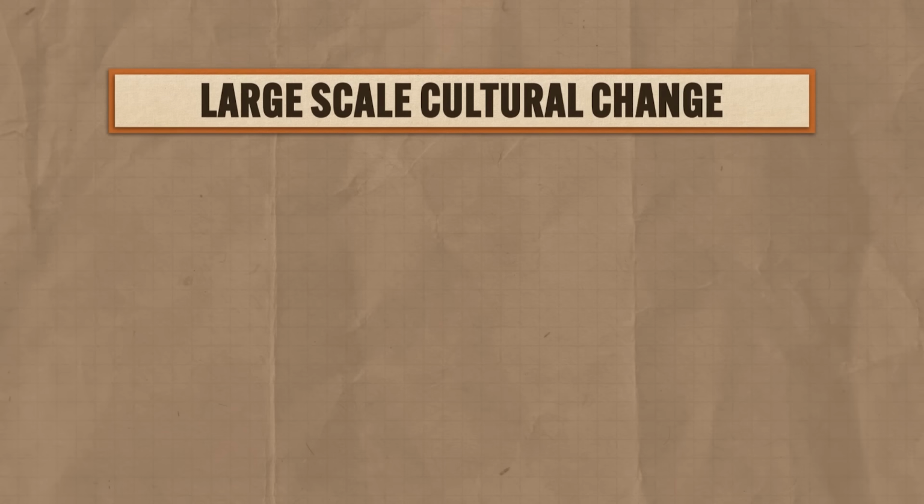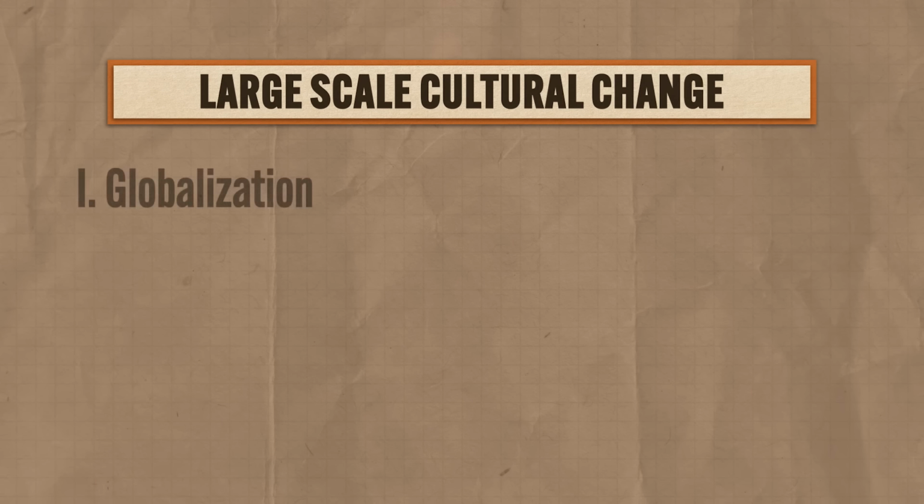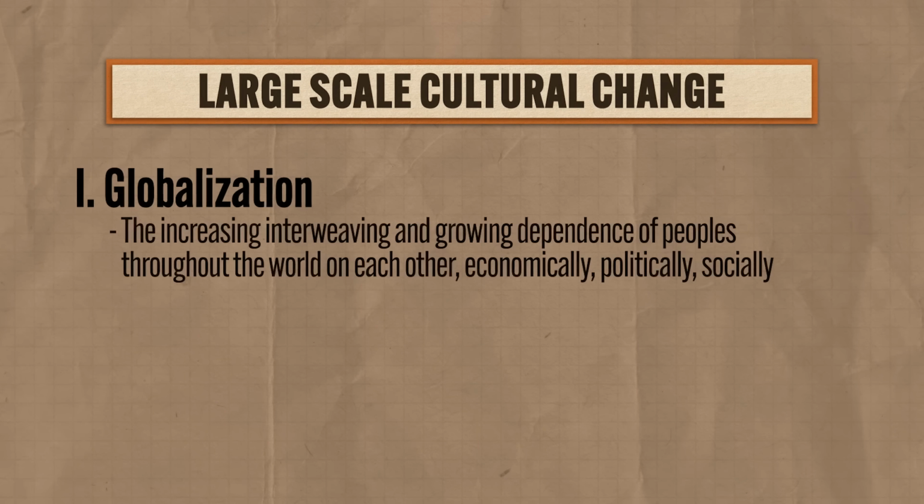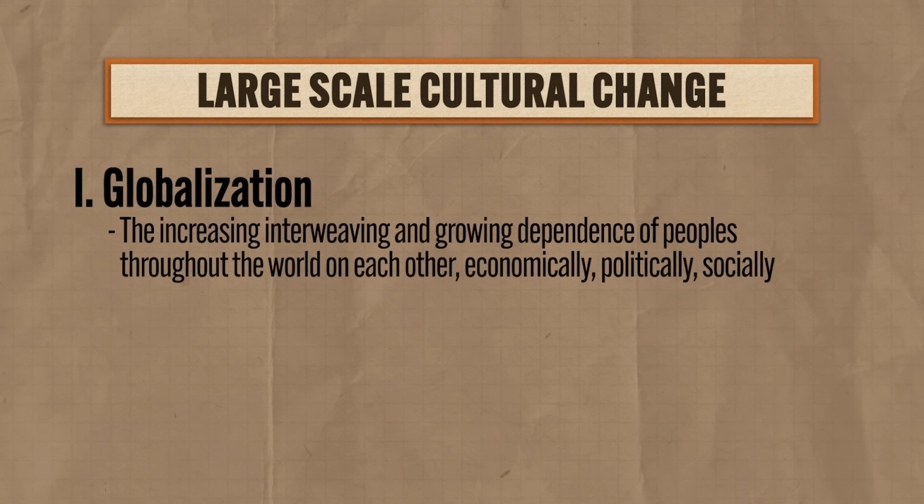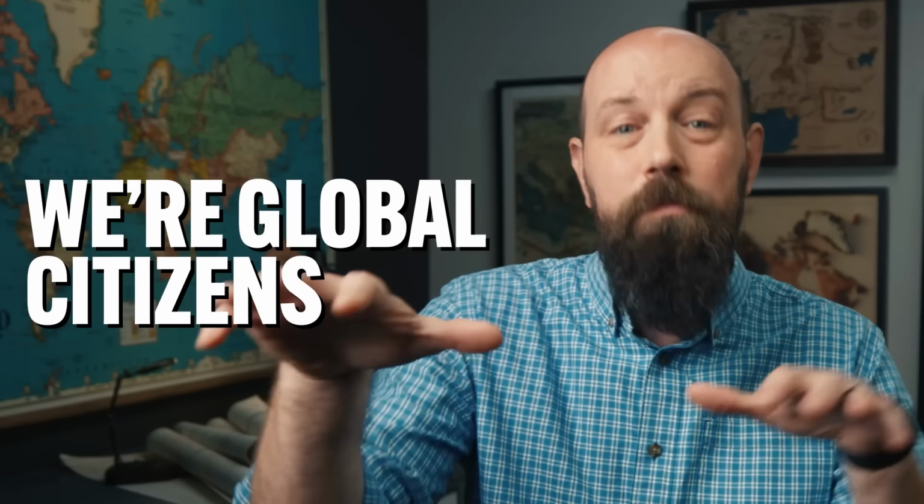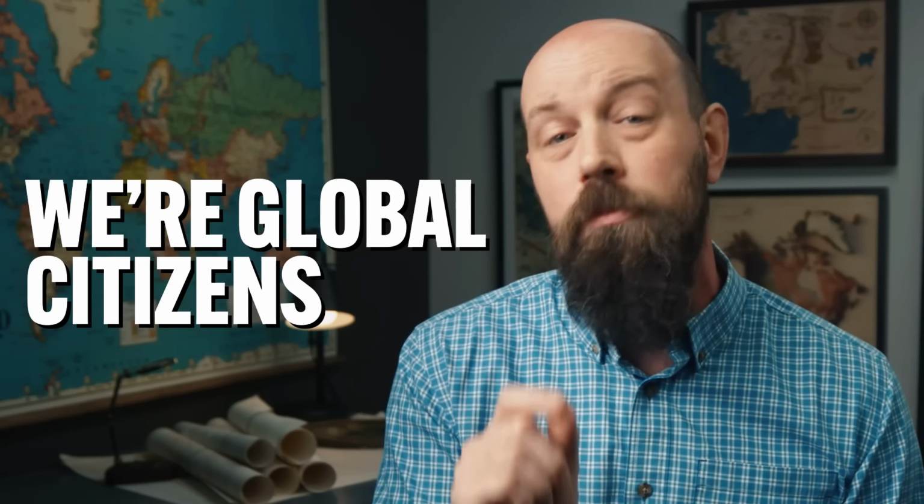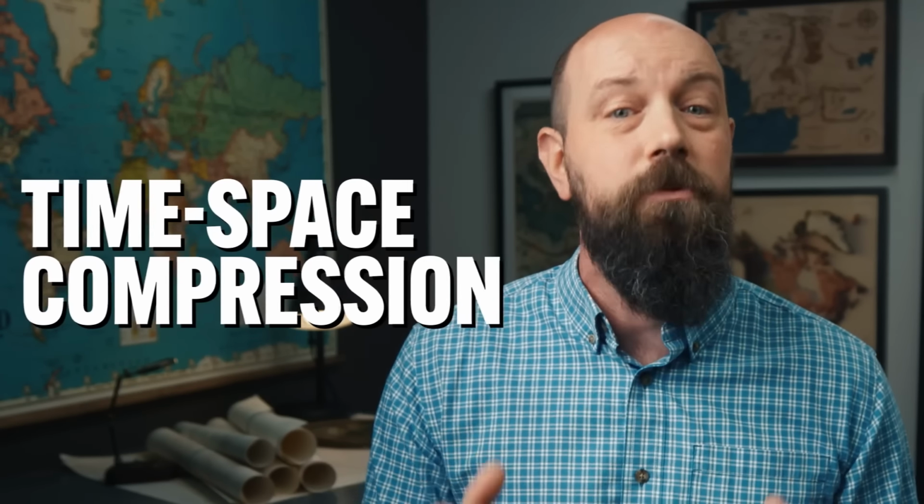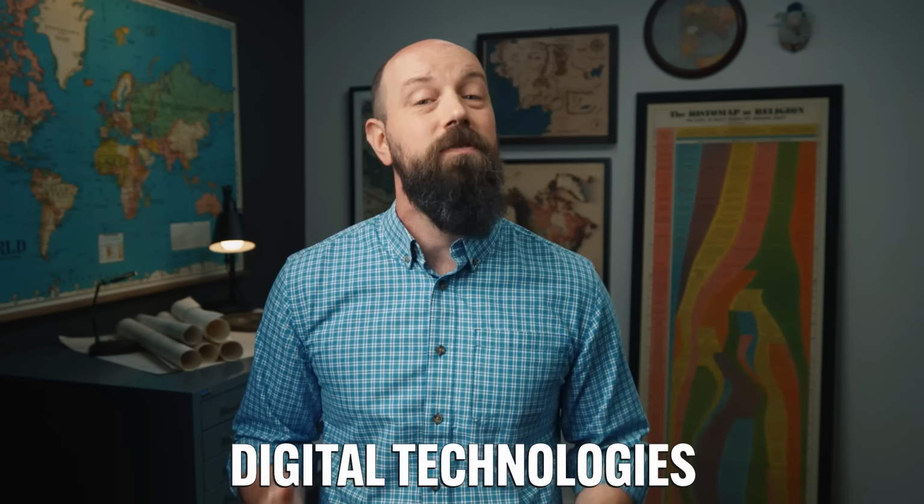The first process leading to cultural interaction and change is globalization, which is the increasing interweaving and growing dependence of peoples throughout the world on each other, economically, politically, and socially. In other words, because of the process of globalization, we're no longer just citizens of one country or one region. We are global citizens connected to many other places and peoples, which, if you remember from Unit 1, is the result of time-space compression. Now, in the 21st century, the speed of globalization has increased quick, fast, and in a hurry thanks to the arrival of digital technology.